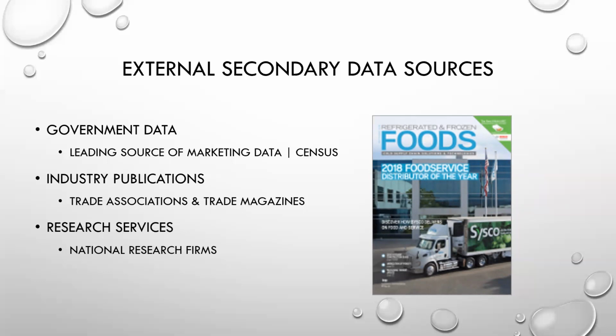Our second bullet point is industry publications. There's going to be a trade association for any company that exists. So there's going to be an excellent source of data provided with business and trade magazines. You can see the example here. Who knew there was a refrigerated and frozen food magazine? Perfect for Tombstone Pizza to look up information here or stories that have been written or keep up on trends.